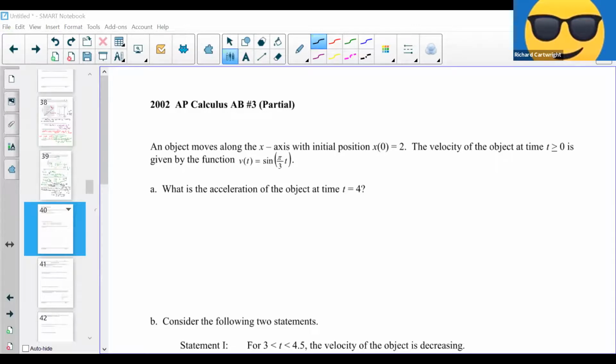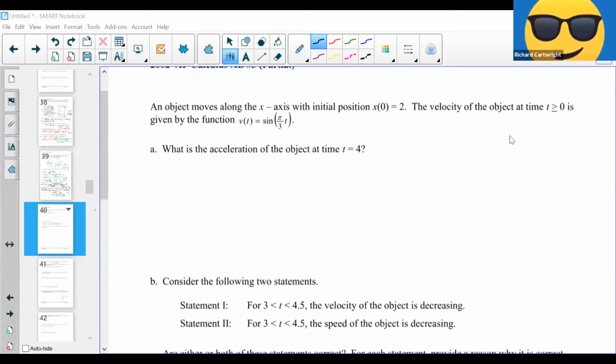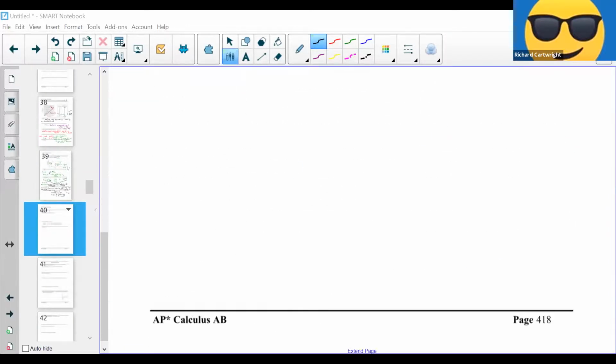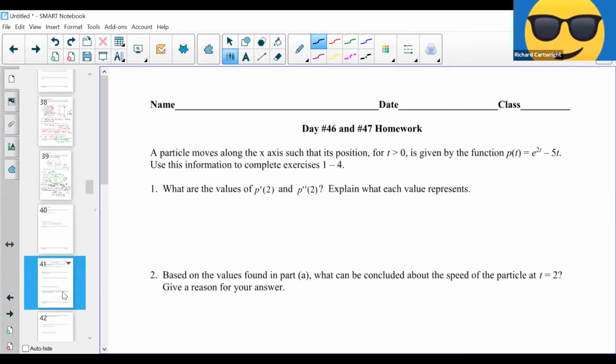All right, 2002. This is not the full problem, it's only A and B, so let's see, can we get through A and B? That takes me out of those. Yeah, I'm gonna want you to do these.